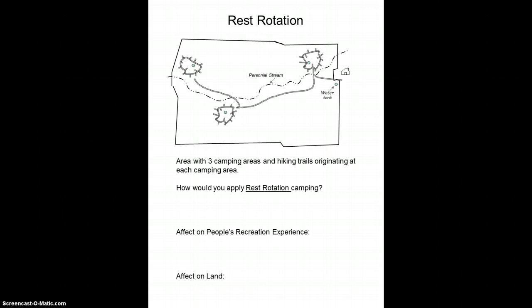So among those 3 campgrounds, one year the west campground might be removed from letting people camp. The next year it might be the south campground, and the next year it might be the campground right near headquarters. So the effect on the people's recreation experience might be a little low because people probably have their favorite site and they're going to be mad that they won't be able to use it for a whole year once every 3 years, but the effect on the land is quite good.